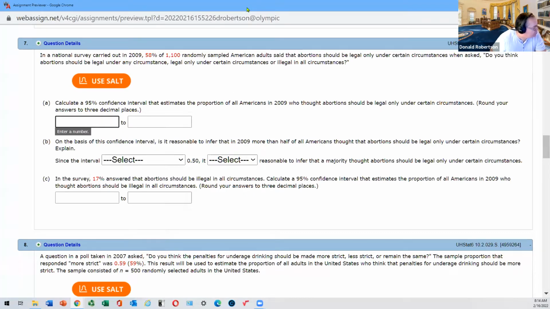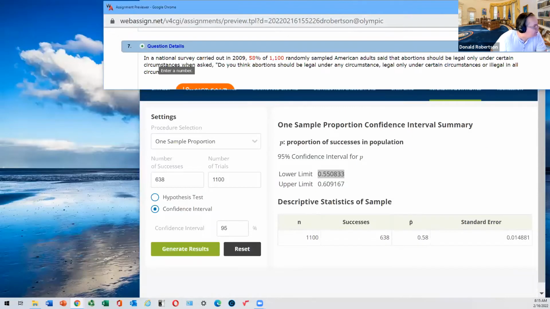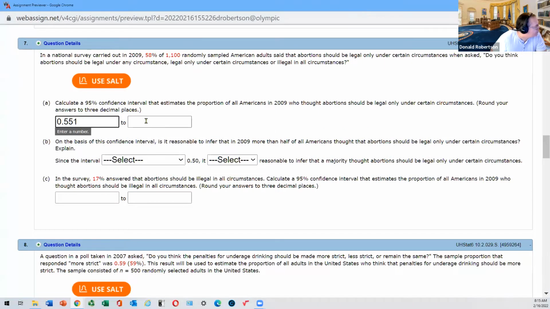Okay, do it the old-fashioned way, 0.55. And, oh, 3 decimal places, so 0.51. And on the other number, 609. And let's check that I'm doing it right. So round your answer to 3 decimal places.